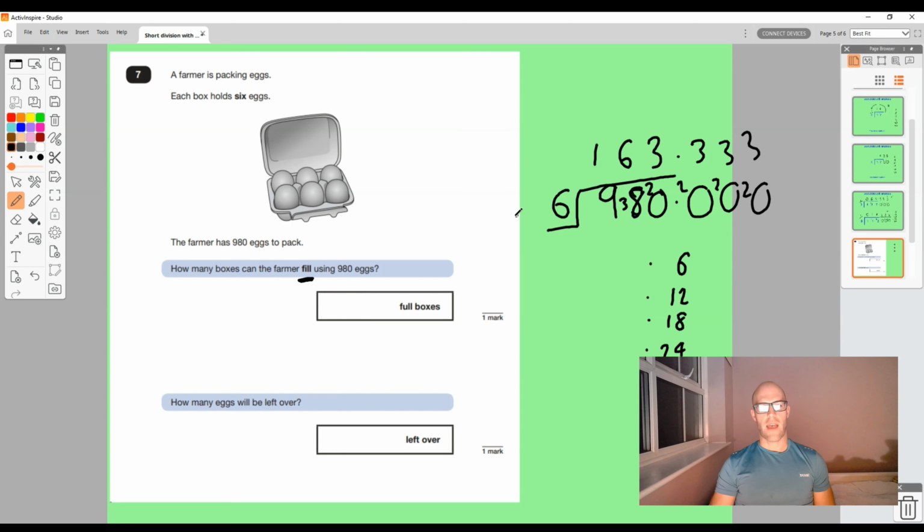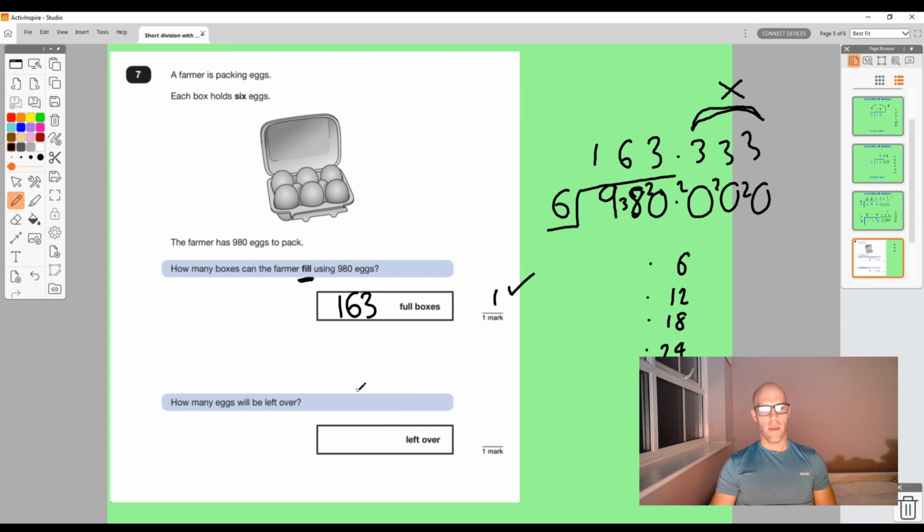So we're going to have this continuing pattern of on and on and on and on. But the question asked is how many boxes can the farmer fill? Well, we've got a third, 163 and a third. So we're not interested in this end bit. That's not going to fill a box. So just ignore that. That's why we need to have a bit of number sense. What's the question asking us? It's written in bold font, so please don't ignore it. And it even says full boxes there as well. So 163 full boxes. Give yourself a mark.